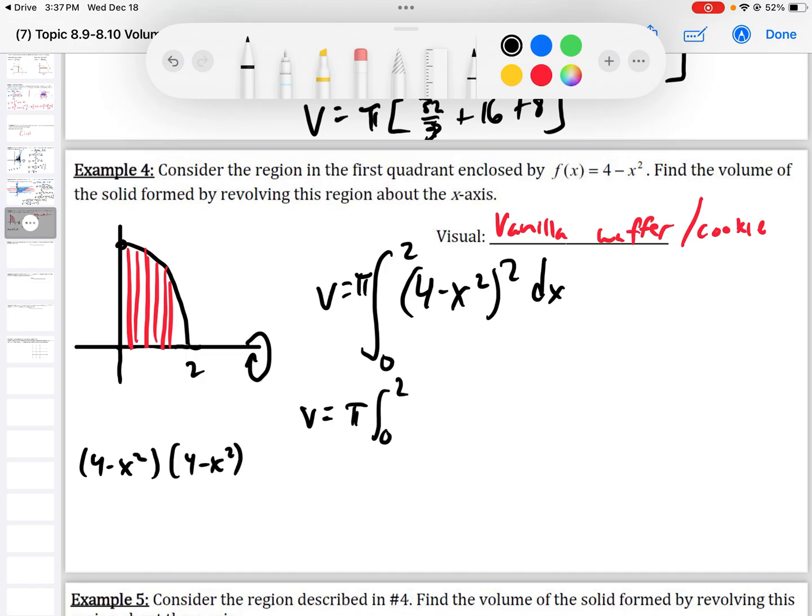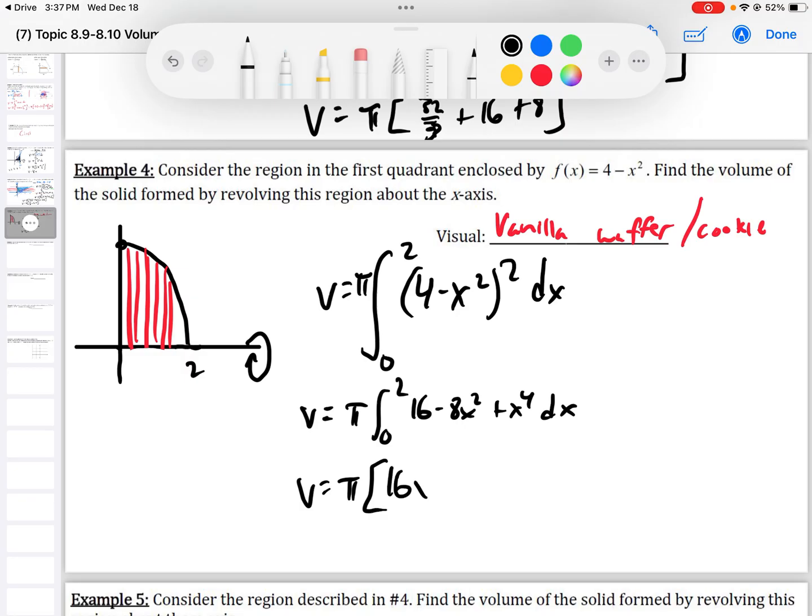You might be able to do this in your head. I'm not that smart. Minus 8, you probably know that by now. x to the 4th. So 16 minus 8x squared plus x to the 4th dx. Integrate each term with respect to x. I've got volume is equal to pi times 16x minus 8 thirds x cubed plus 1/5 x to the 5th, evaluate from 0 to 2.